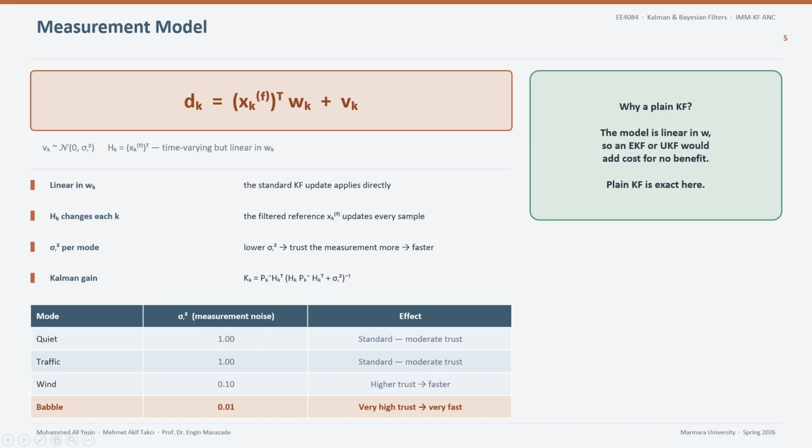The second per-mode knob is sigma r squared, the measurement noise variance. Lower sigma r means the filter trusts each new measurement more, so it reacts faster. You can see the tightening across the table, from 1.0 for quiet down to 0.01 for babble. So each mode is just a sigma q and sigma r pair. Four of them. Now, how we combine them.